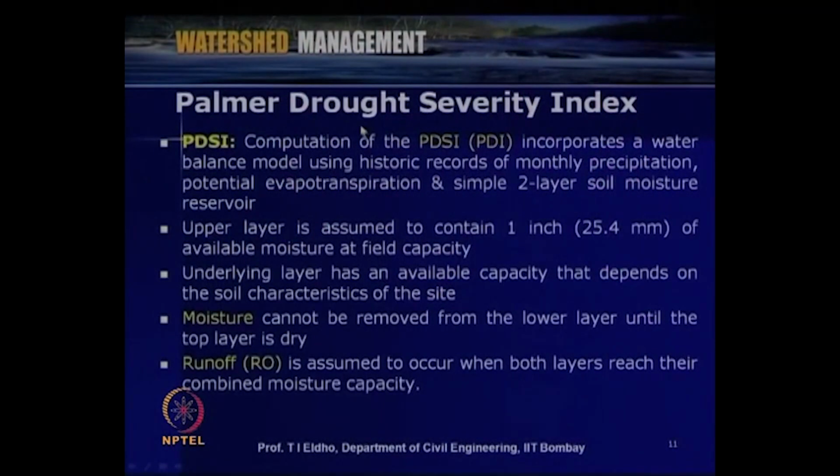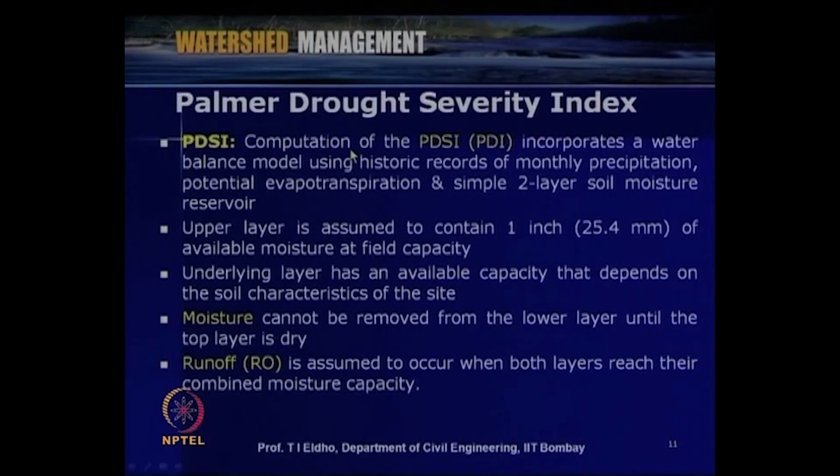So, we will be discussing the detail of these two indices, and also you will see some aspect of the vegetation or the health index, the NDVI, which we will be briefly discussing. So, now let us look into the Palmer drought index, or Palmer drought severity index. Sometimes it is called PDI, Palmer drought index, or sometimes we call it Palmer drought severity index.